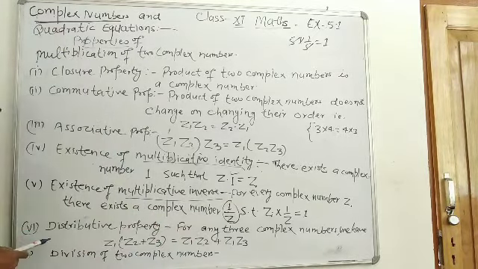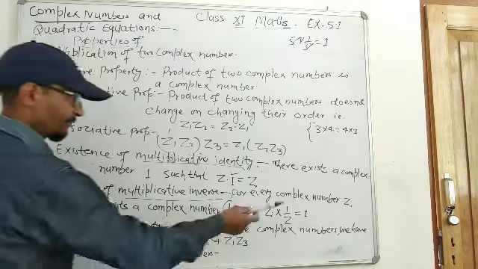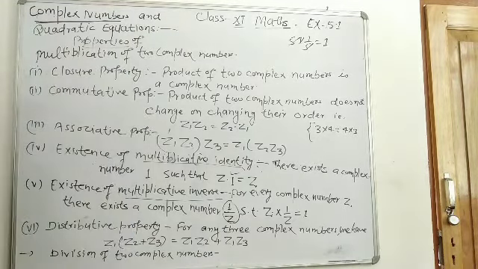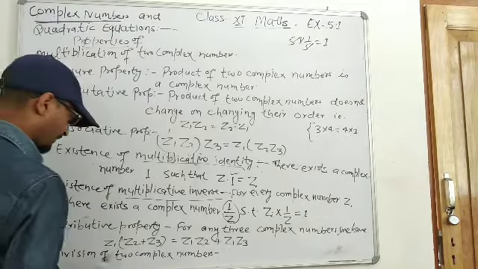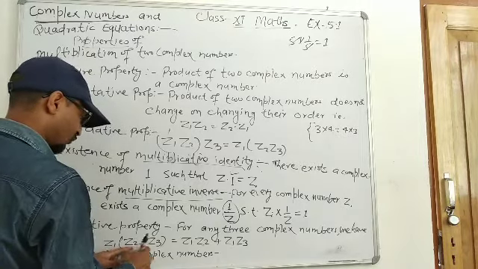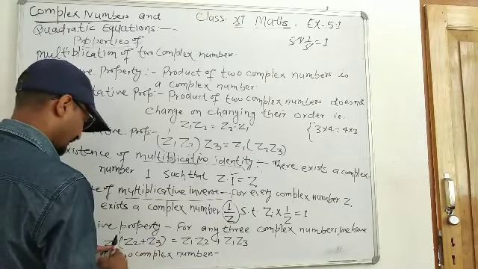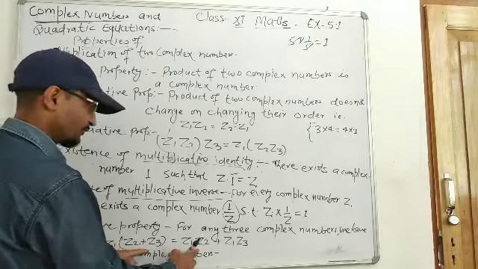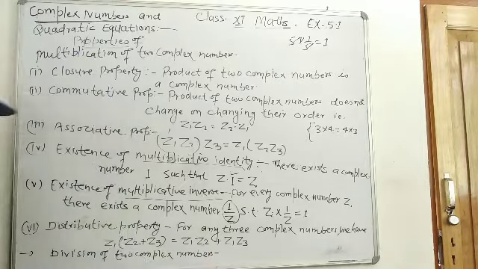Now number 6, the distributive property. For associative and distributive, we need three complex numbers. So if three complex numbers are given, z1 into (z2 plus z3), then how to write? z1 into z2 plus z1 into z3. So it is the distributive property of multiplication of complex numbers.